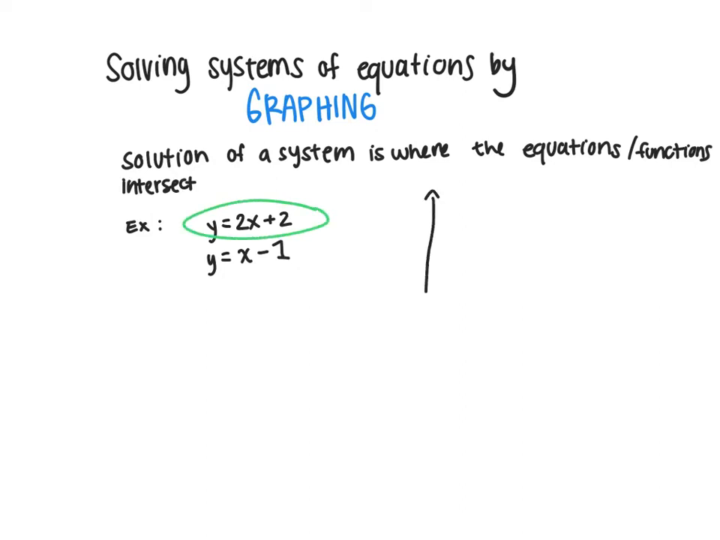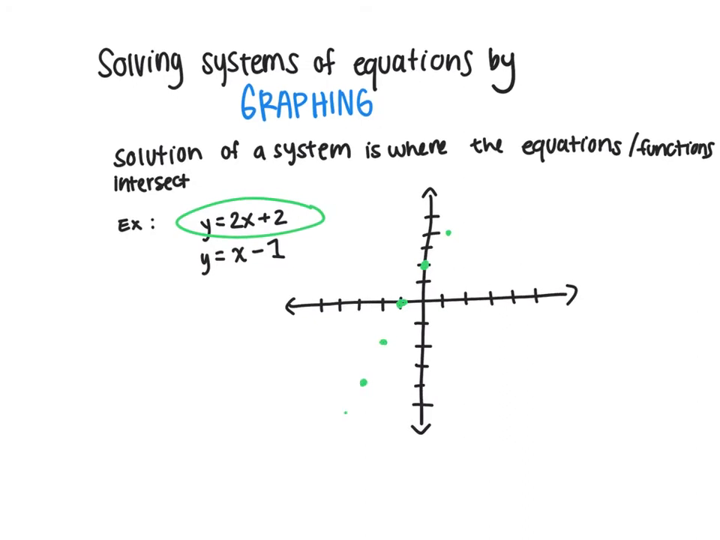So here we have y equals 2x plus 2. The y-intercept is 2, and the slope is 2. So from the intercept we go up 2 over 1, and repeat.